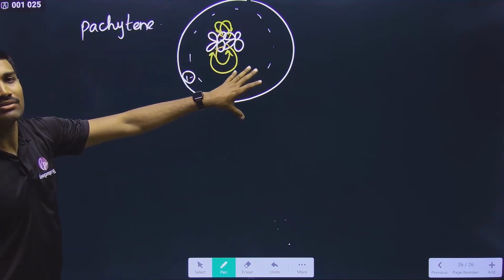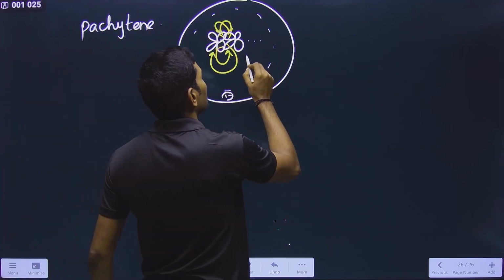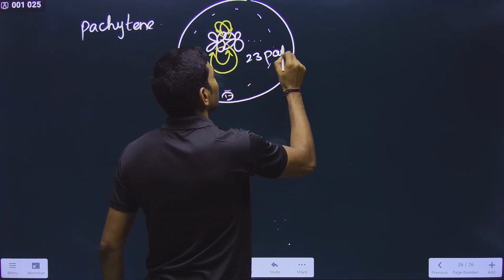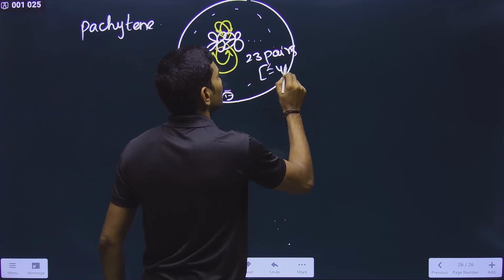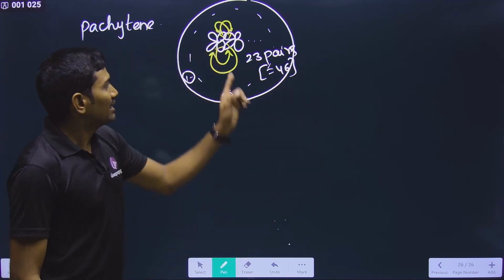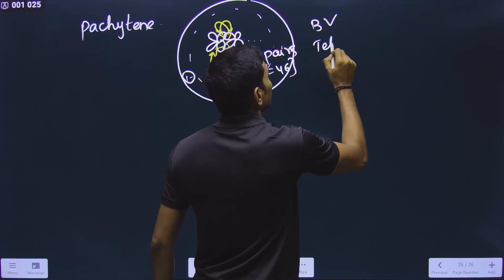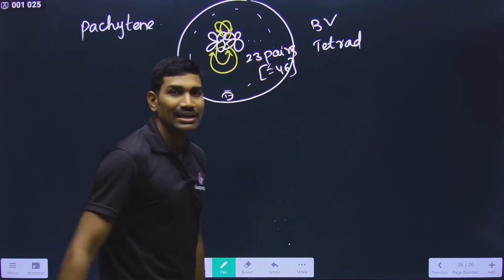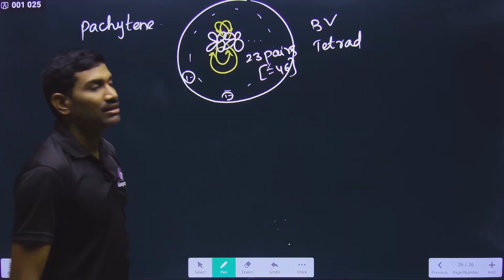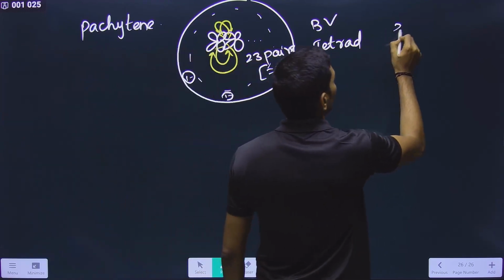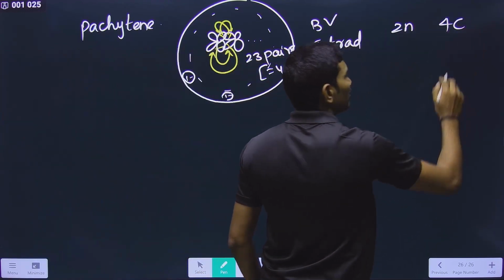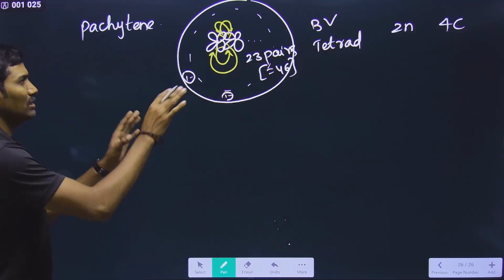This is the packaging. Now what you are observing here is that they are present as pairs, 23 pairs. That means the total number is 46. And here also they are still attached. That's why it is the bivalent, tetrad condition. And the ploidy, with 46 present, is 2n. The C value remains the same, no change. So it will be 4C.